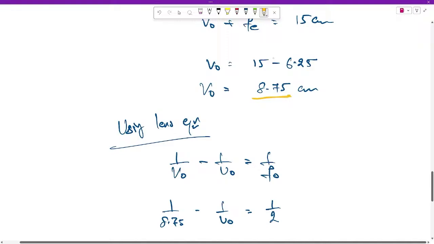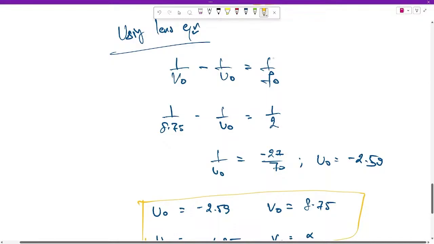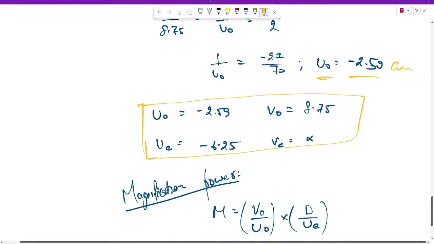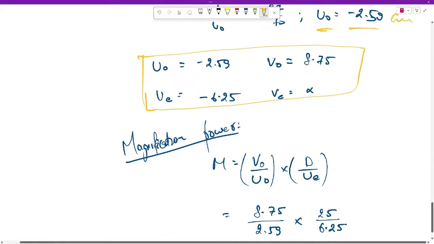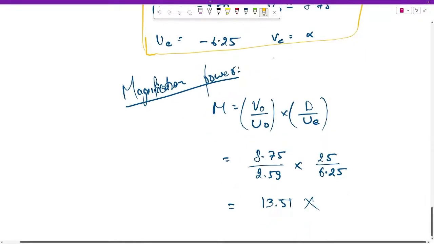Since this is to the right of the objective, this will be positive. We will put it in the lens equation again, for finding out the value of UO, and on solving this, we will get the value of UO as minus 2.59 centimeter. Now we have got the data for the second case as well, that is when the image is forming at infinity. So using the same formula for magnification, that is VO by UO into D by UE, we will get a value of magnification as 13.51x.